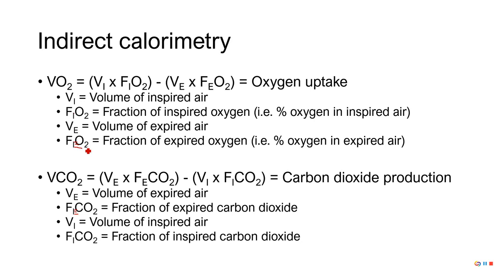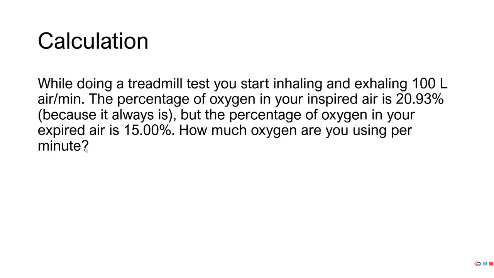So let's go through an example. So you get somebody doing a treadmill test. They're inhaling and exhaling 100 liters of air per minute. The percentage of oxygen is 20.93 because that's what it is no matter where you're at on Earth. But the percentage of oxygen in their expired air is 15%. So how much oxygen are you using?